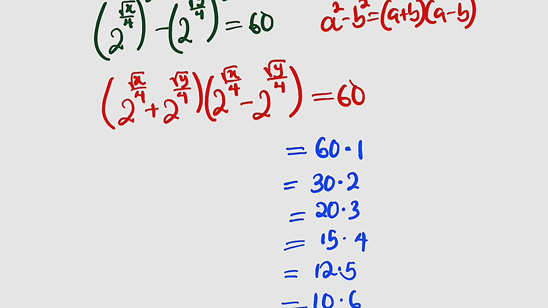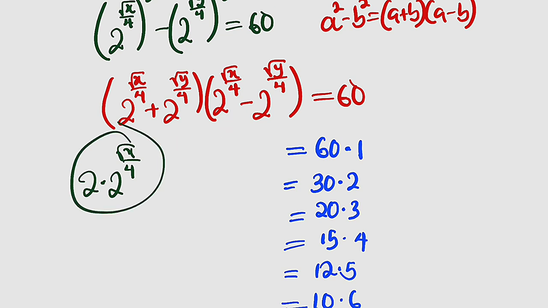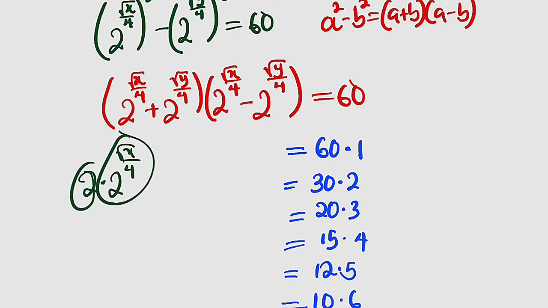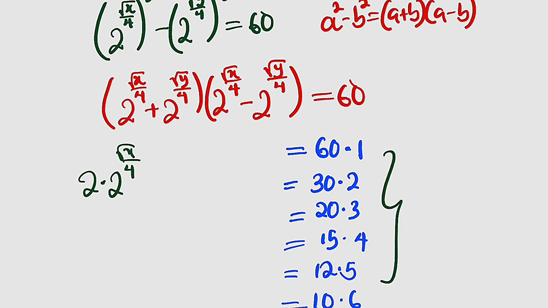But another observation you should make here is that the sum of these two factors is an even number. Why? This plus this, because they are like terms, will give us 2 of 2 raised to the power of square root of x divided by 4. Then this and this are like terms, but this is positive, this is negative. Once you add them together, you get 0. So you can see that the sum of these two will give us this, and 2 multiplied by whatever will give us an even number.